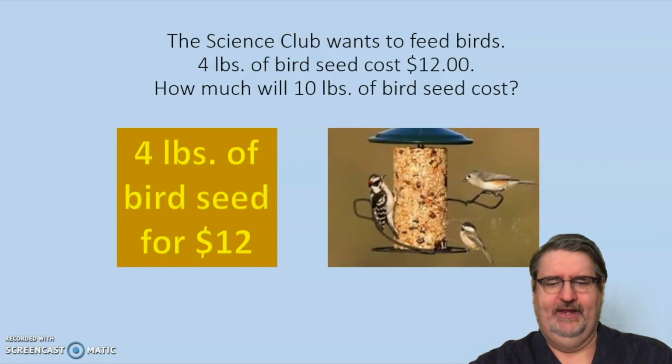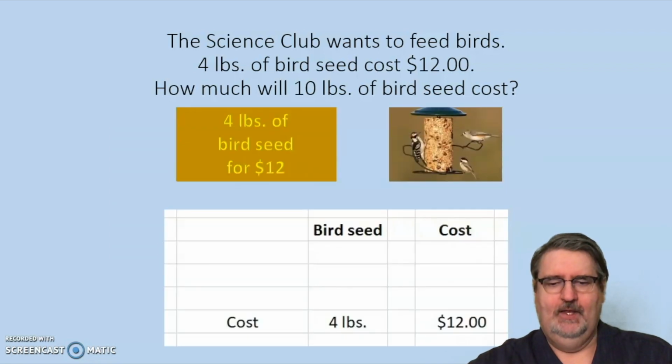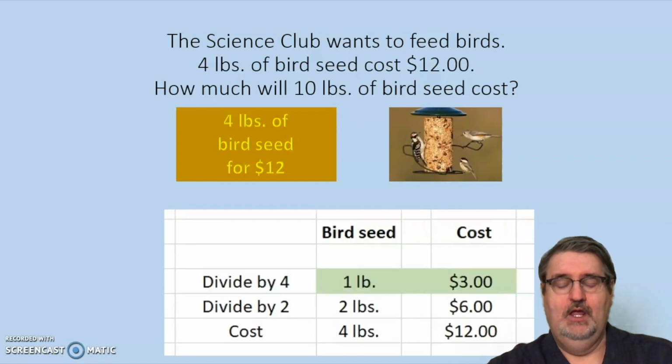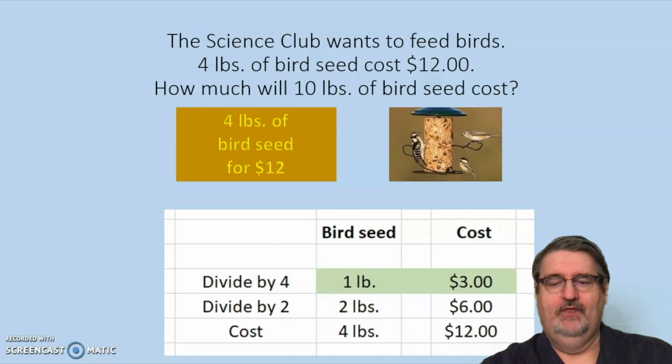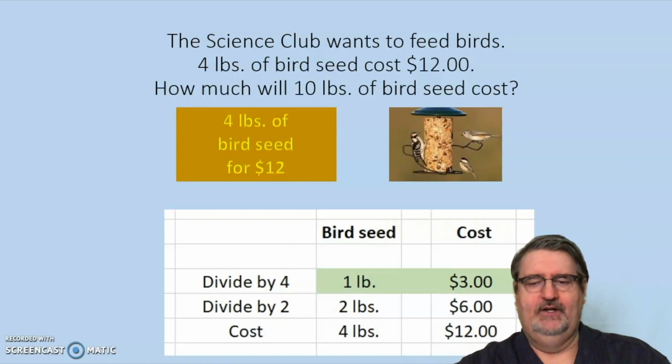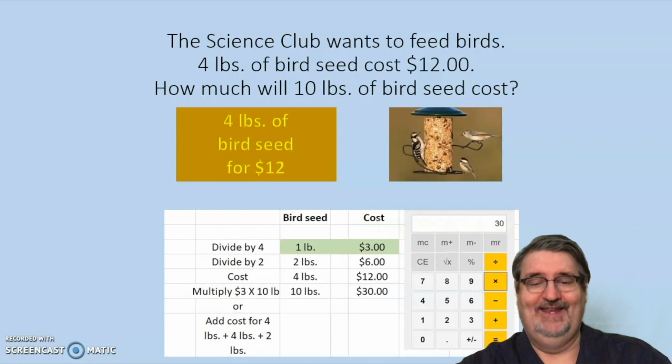Well, let's make a chart like we did on the other examples. And we have 1 column for birdseed, and we have 1 column for cost. And for the 4 pounds and the $12, we're going to find factors that go into both. So we can divide by 2, and we find that 2 pounds equals $6. We can divide by 4 and find 1 pound, there's a unit, equals $3. Now that we know that, we're trying to find out how much does 10 pounds cost. So we're going to multiply the unit rate of $3 times the 10, and we come up with $30.